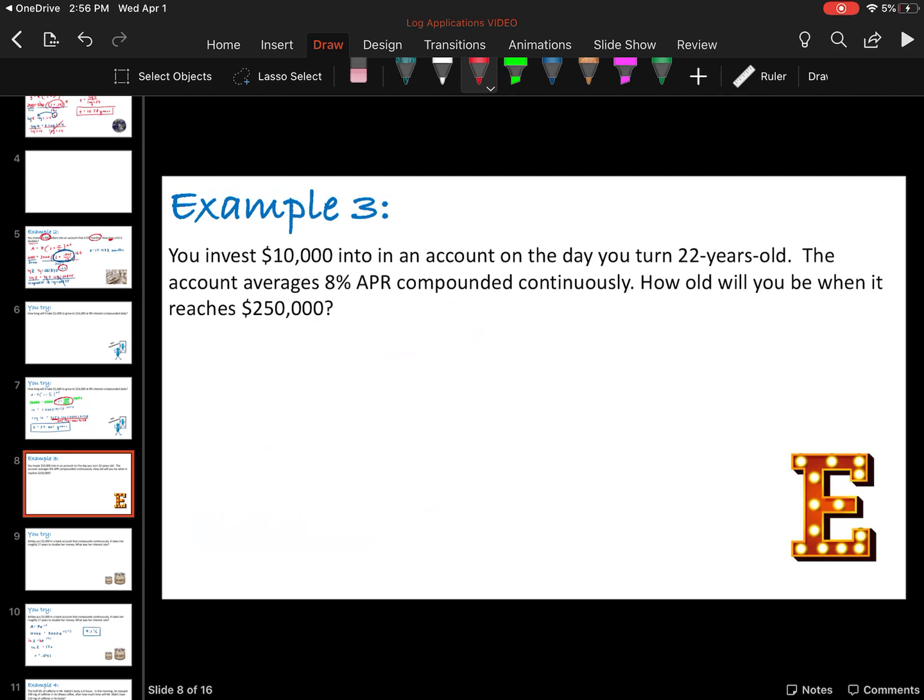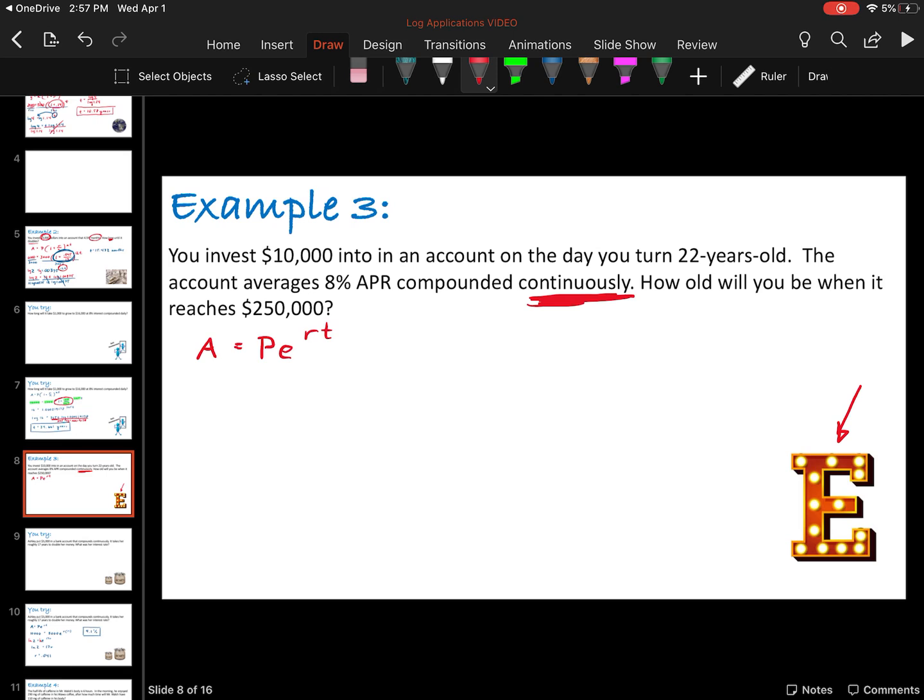We're going to try one with the natural log because it's definitely a little bit different, and we want to make sure we're using the right formula. So it says you invest $10,000 into an account on the day that you turn 22 years old. You probably recognize these questions from the beginning of the unit. The account averages 8% APR compounded continuously. We had a certain formula that we used for continuous compound, and it had this E in it. So the formula was A equals PE to the RT. Anytime you see continuous compound.